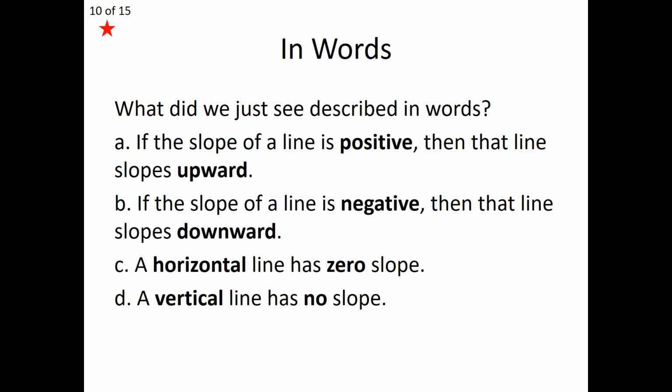So in words, here's what we just encountered: if the slope of a line is positive, then that line slopes upward. If the slope of the line is negative, then that line slopes downward. A horizontal line always has 0 slope, and a vertical line always has no slope. And we'll again see this unpacked as we approach the slope formula, and then we'll conclude our lesson today by using each of these 3 formulas with some given examples.